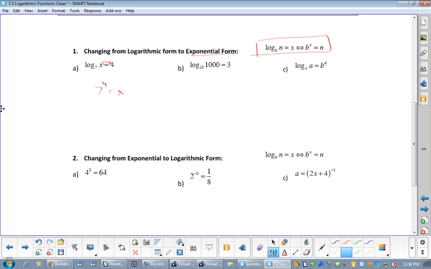Okay, next one would be what? 10 to the 3 equals 1,000. And that's true, isn't it? Now this one's tricky. Not too tricky for you guys, but it's tricky.